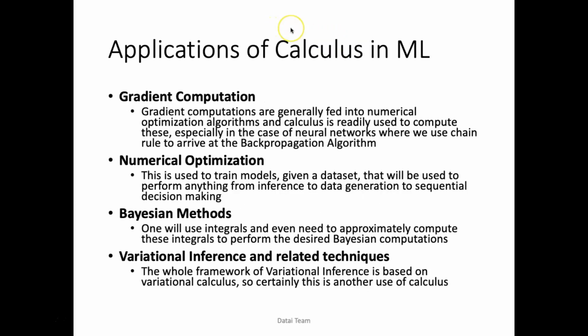Here we have four general applications of calculus in machine learning. We have gradient computation, and to find a gradient we use differentiation. And we have numerical optimization, which also uses differentiation techniques. And we have Bayesian methods, which require integrals. And we have variational inference and related techniques. These also use calculus because we need calculus to approximate functions.